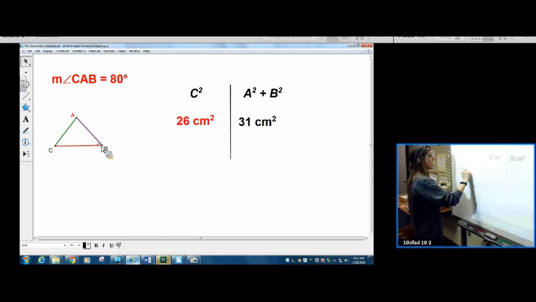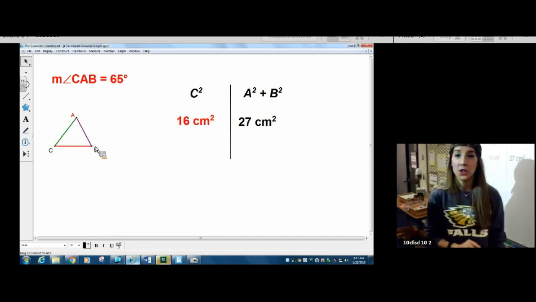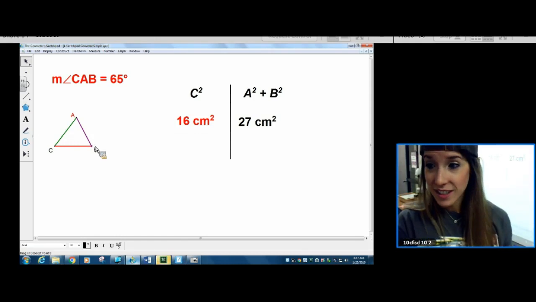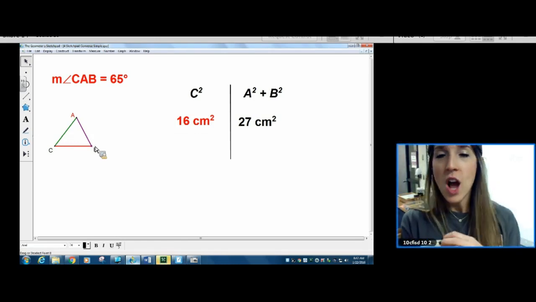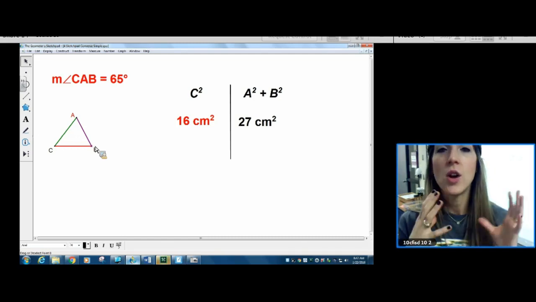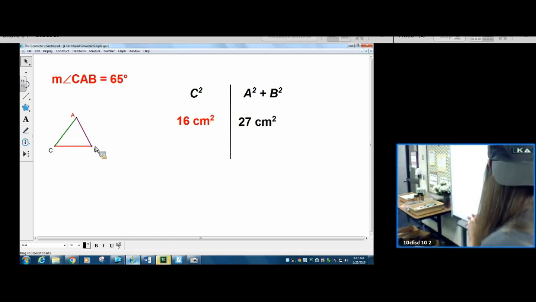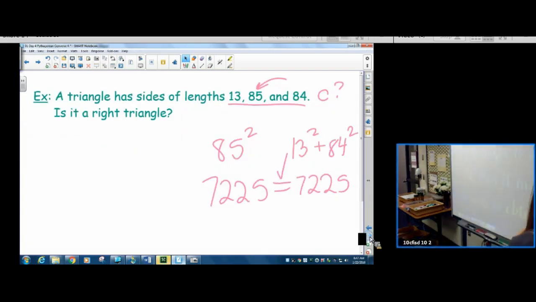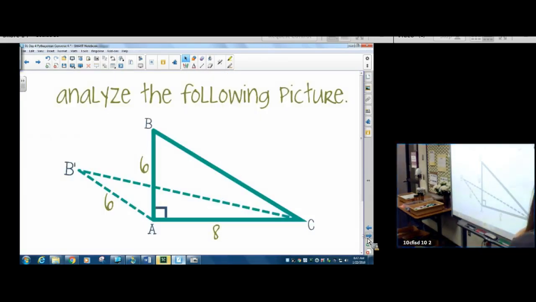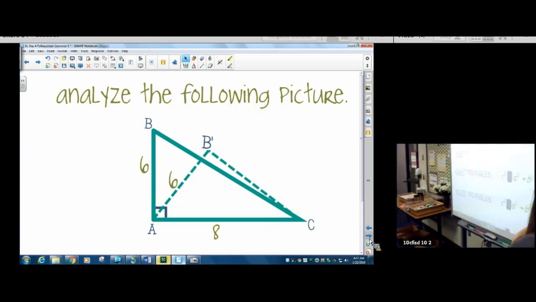So I bet we can make a conclusion now. There we go. A triangle is acute if c squared is less than a squared plus b squared. A triangle is obtuse if c squared is greater than a squared plus b squared. And that is the summary of today's lesson.